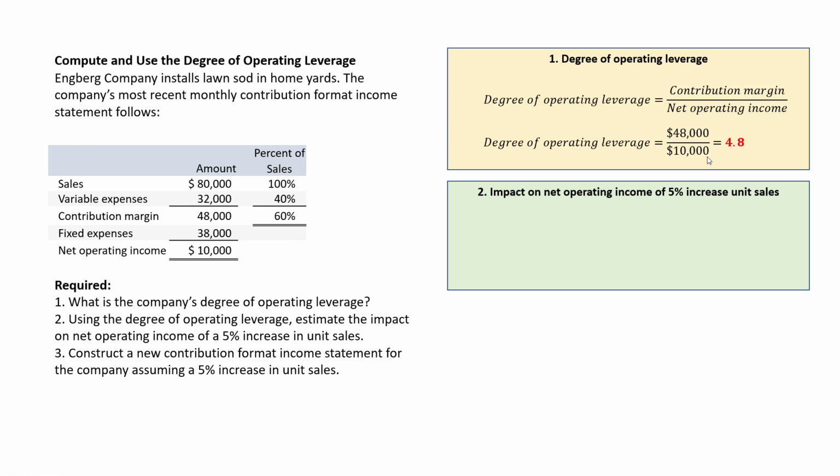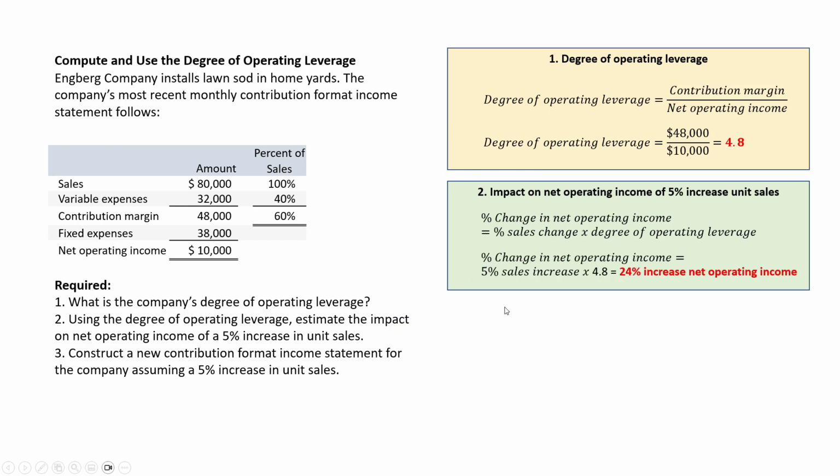I want to note, we've had other calculations that are percentages, where you have to move that decimal point. This is not a percentage, it's a multiplier. Our degree of operating leverage is a multiplier. Ultimately, how we're going to use it is we're going to multiply that degree of operating leverage of 4.8 times the percentage change in sales. It doesn't matter if that's an increase or a decrease, and it'll help us predict the percentage change in that operating income.